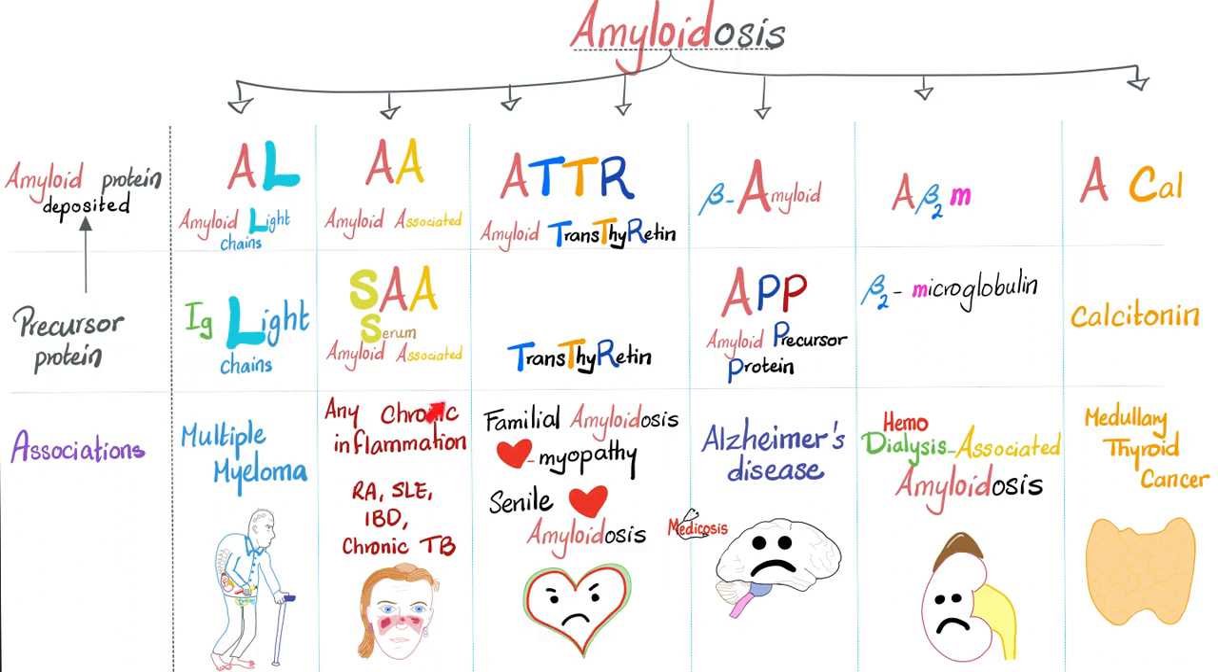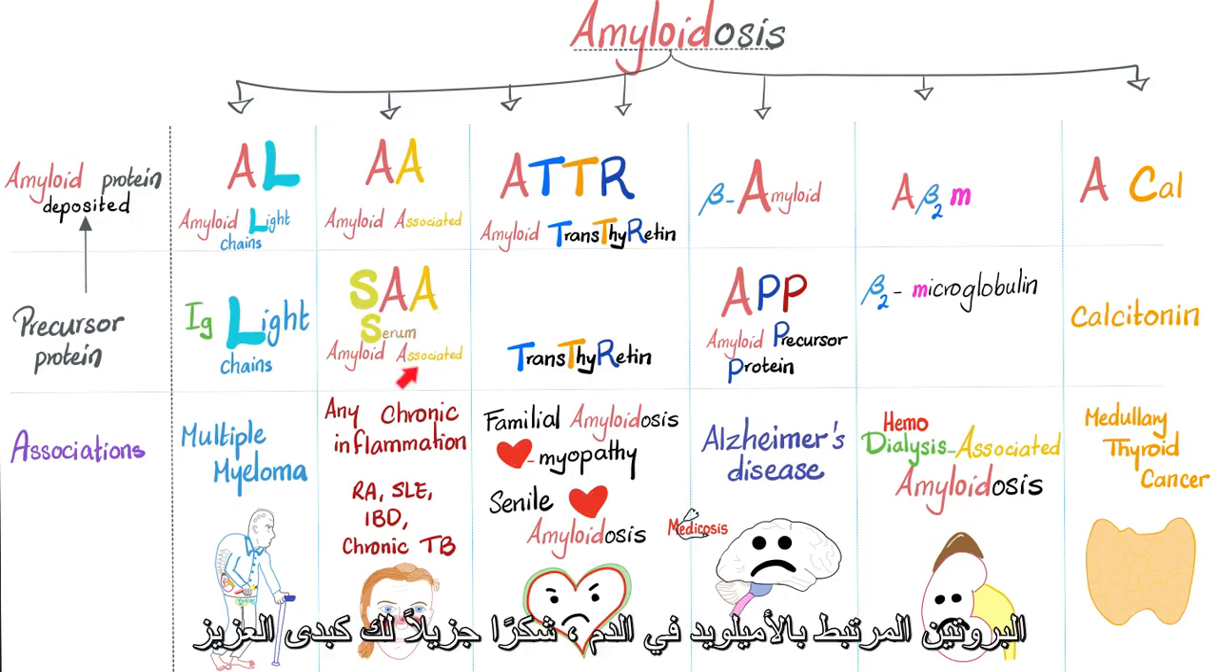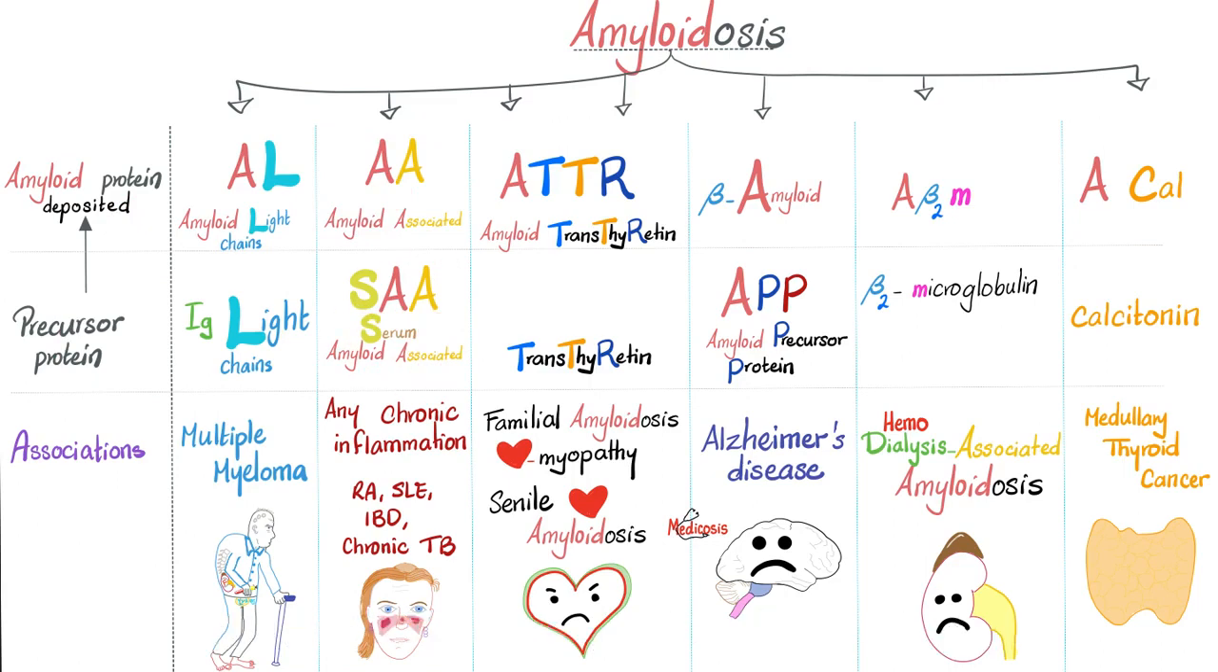Got it. If I have any chronic inflammation such as rheumatoid, lupus, inflammatory bowel disease, which include Crohn's or ulcerative colitis, or chronic tuberculosis, sarcoidosis, etc., then the amyloid protein being deposited in my tissues is the amyloid-associated protein, or simply AA protein. Who was the precursor? Serum amyloid-associated protein. Thank you so much, my dear liver.